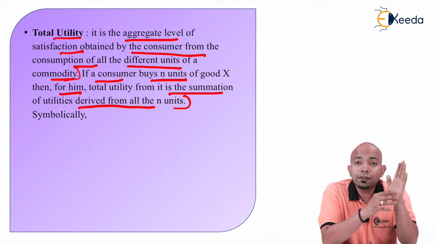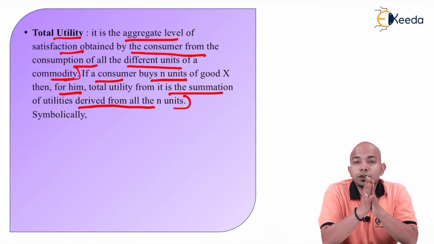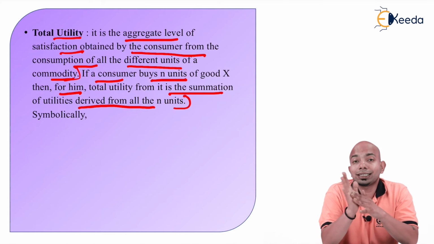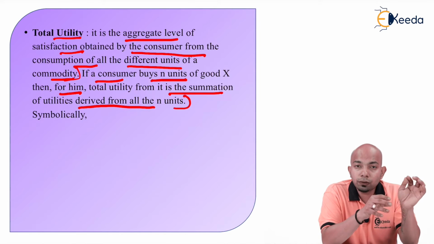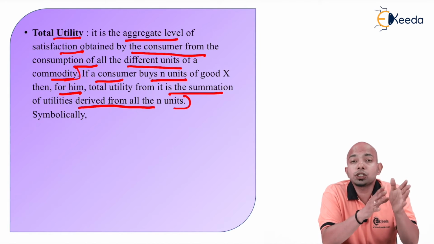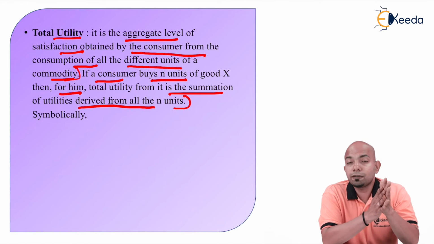So symbolically, if you have had n units of a specific good x or a product x, the satisfaction that you have derived here can be measured by the summation of all the utilities you have derived, or rather you have felt, you have measured after having each of those n units.